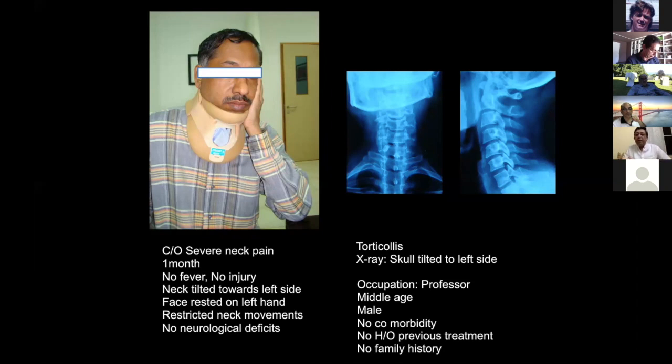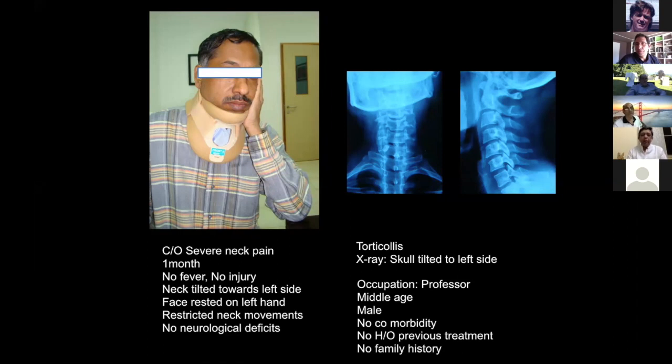Being a professor, he was not able to go for his job, and he was not able to give the lectures. So he wanted to consult, and an X-ray showed a very classical Cock-Robin torticollis. He had no neurological deficit, that's all. So this is the clinical presentation of this middle-aged man.